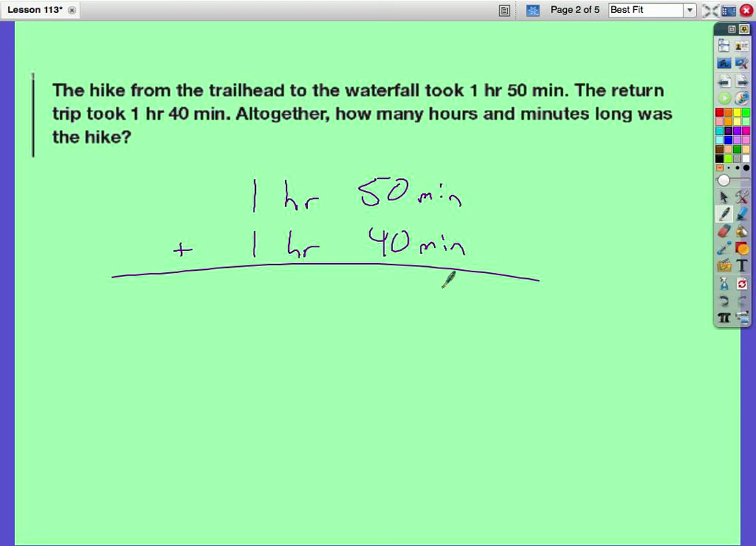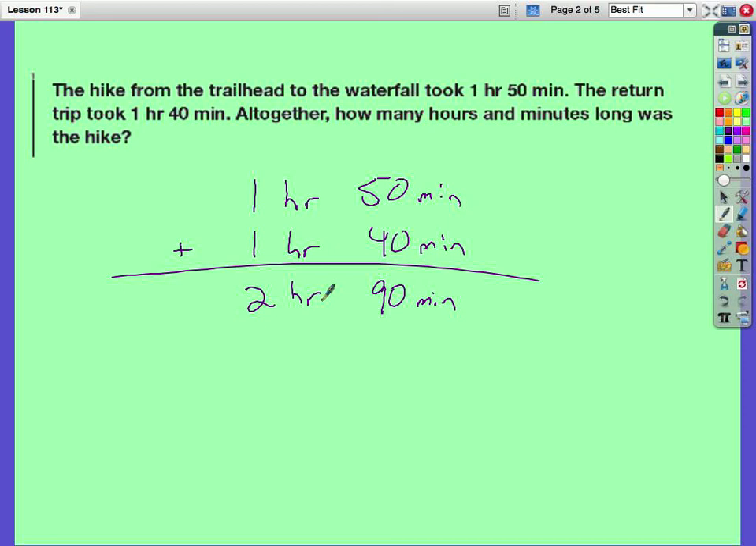First thing I'll do is add my minutes. I get 90 minutes. Add my hours, I get 2 hours. So I have 2 hours and 90 minutes. But we can't have more than 60 minutes because 60 minutes equals 1 hour. So we need to convert some of those minutes into hours.